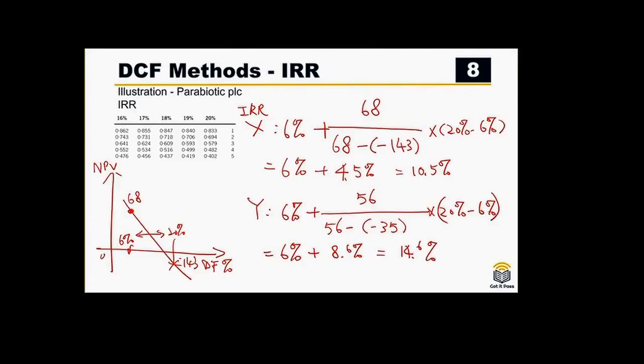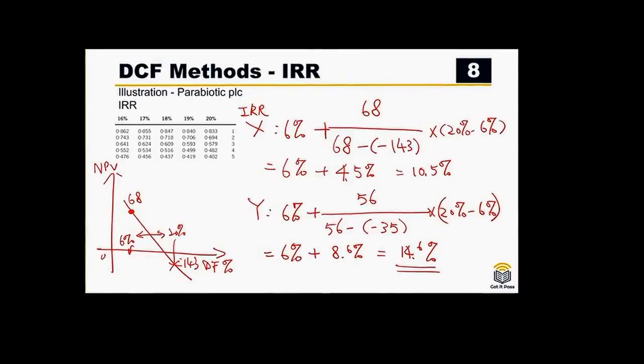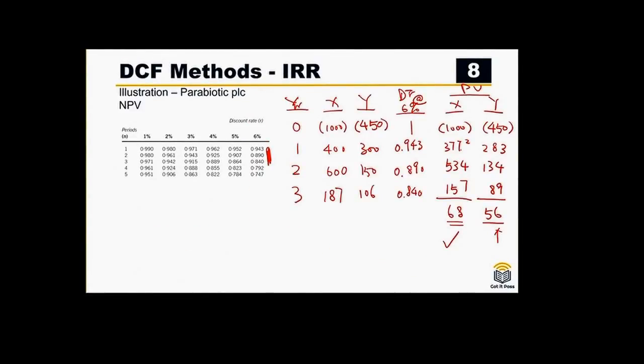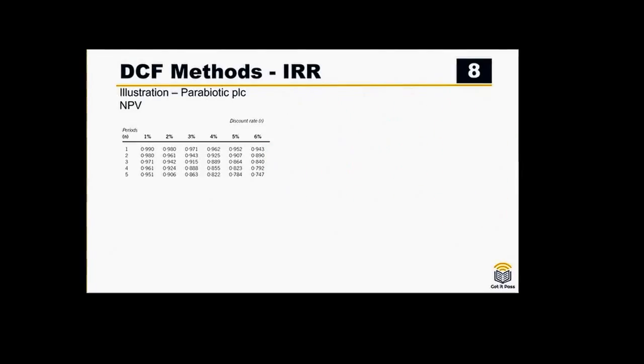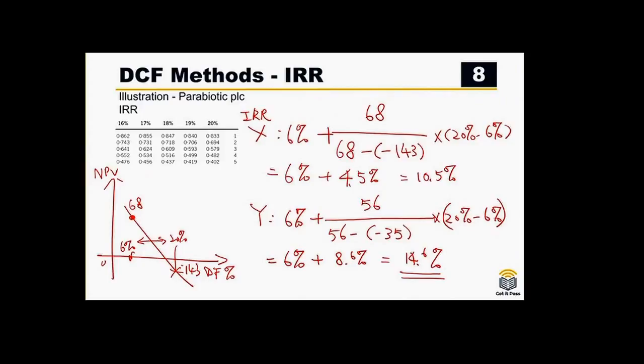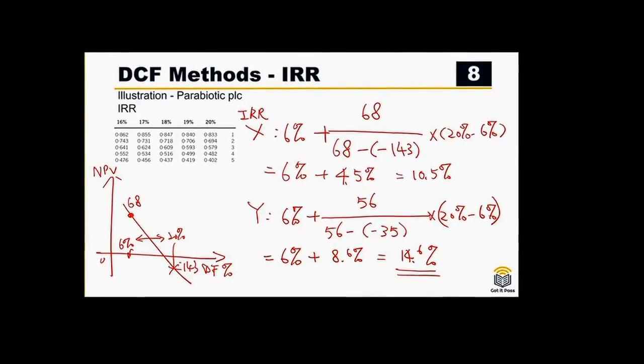So based on the IRR, which project should I accept? It should be project Y. They are mutually exclusive, so I take project Y instead of project X. But based on NPV, I should take project X instead of project Y. And the company's required discount rate is 6%. So for the IRR decision rule, I choose Y.